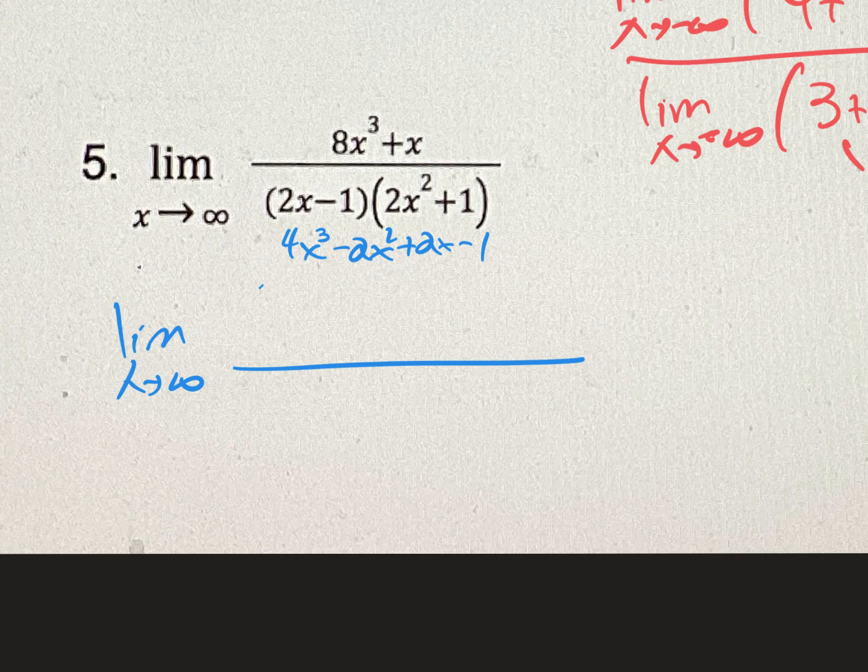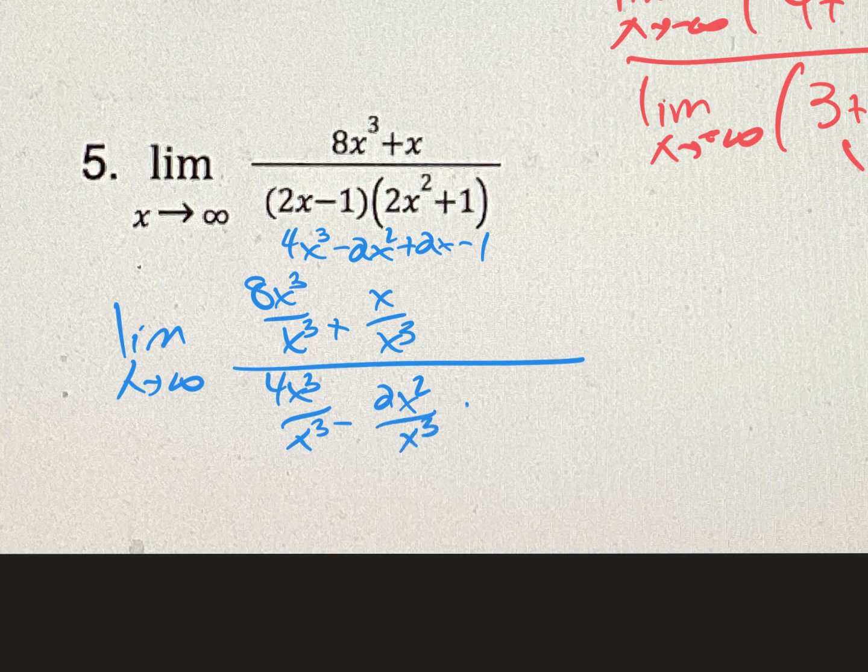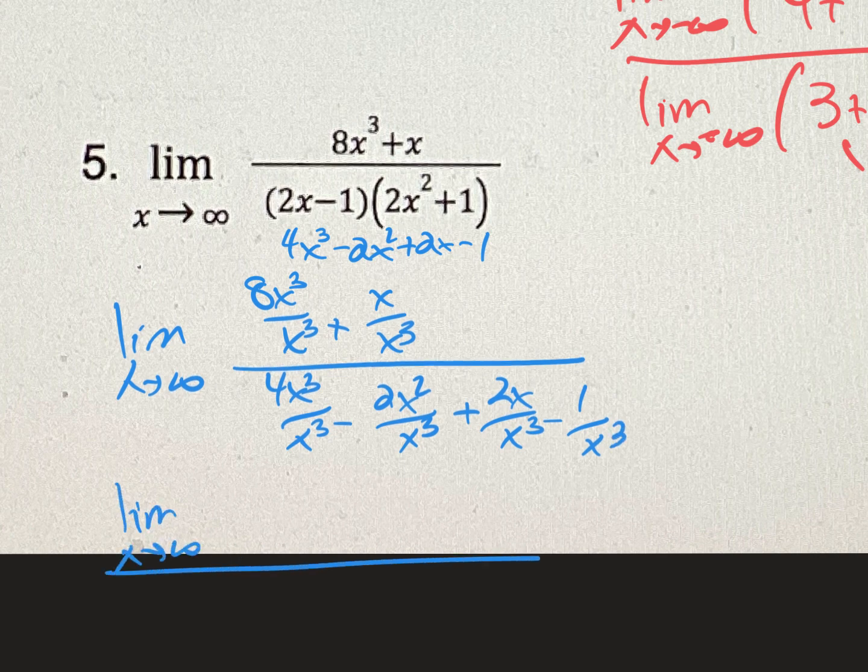I'm dividing everything by the biggest x, which is x cubed. So 8x cubed over x cubed plus x over x cubed. Same thing with the denominator: 4x cubed over x cubed minus 2x squared over x cubed plus 2x over x cubed minus 1 over x cubed. And here we go. Split it up and simplify. So on the top, the x cubes cancel. I get 8 and then 1 over x squared when I simplify things.